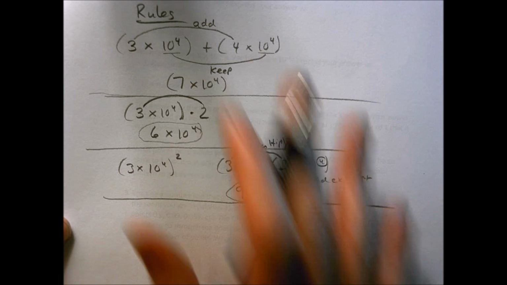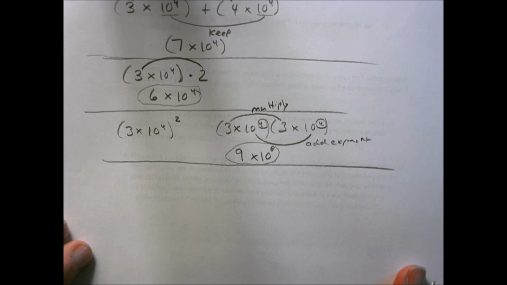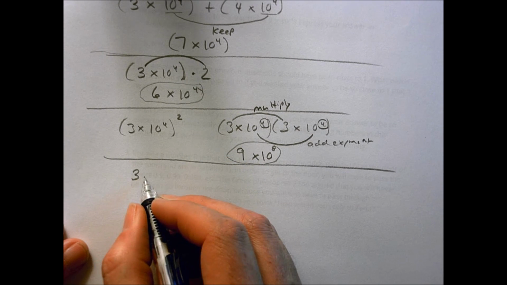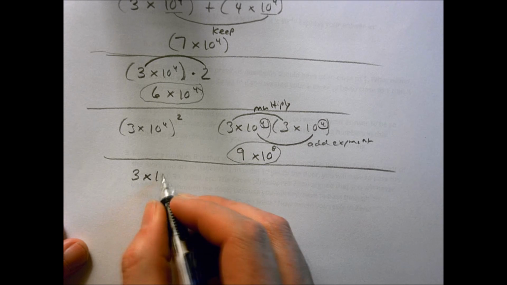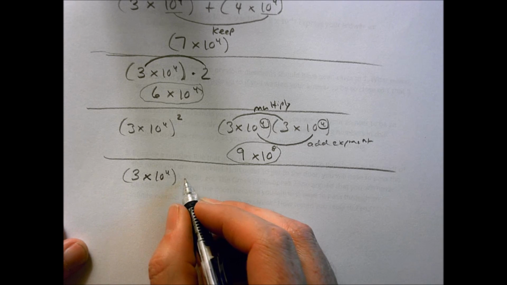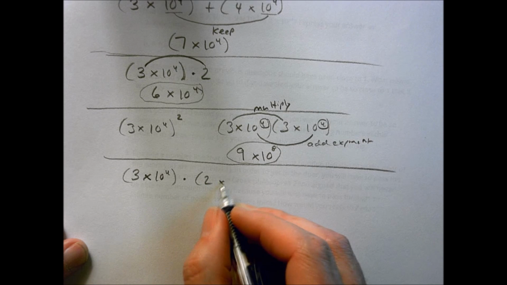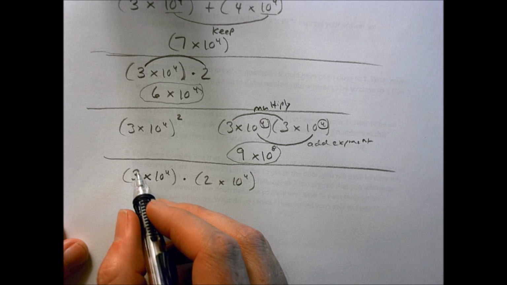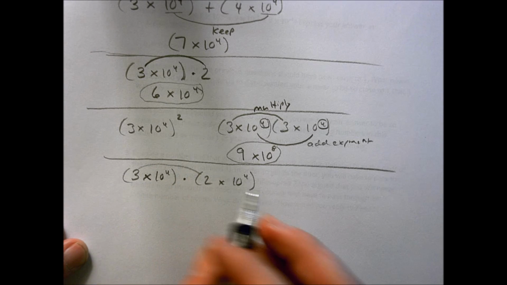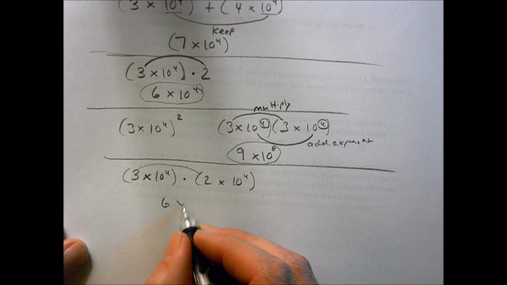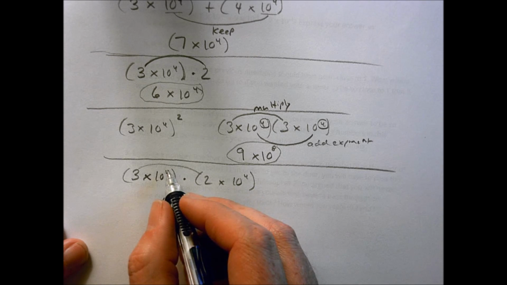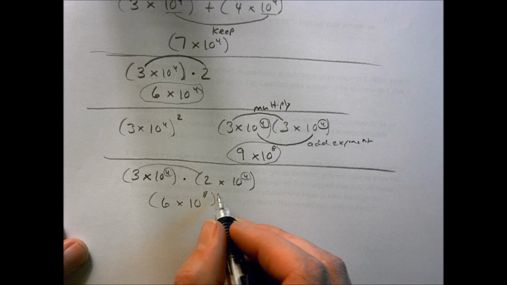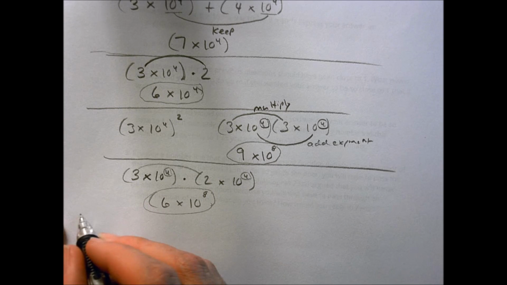These are just samples, so when you go to your homework you have some examples here. The next one, again, if you have 3 times 10 to the fourth times 2 times 10 to the fourth, we just did one just like this a second ago. What are we going to do? We're going to multiply those together, so 3 times 2 is 6, and for this part we add the exponents, so 4 plus 4 is 8. All right, so there's that one.